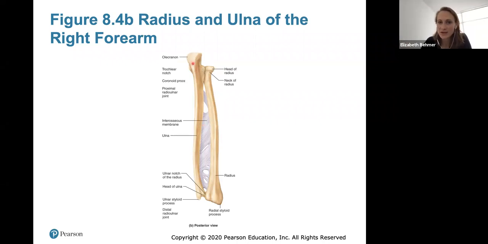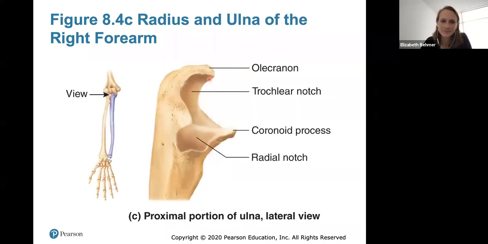Here's the olecranon, the ulna. You can see better here the styloid process of the ulna, and the head of the ulna, the styloid process of the radius, and then the head of the radius looks like that golf tee that you put a golf ball on, and the neck of the radius.